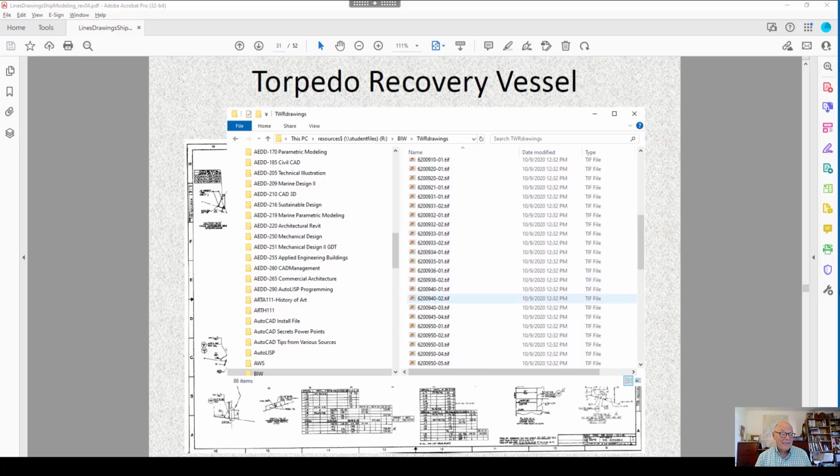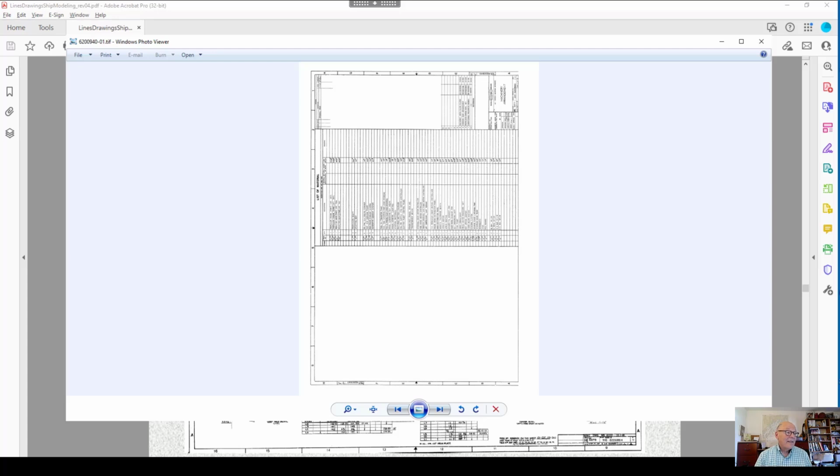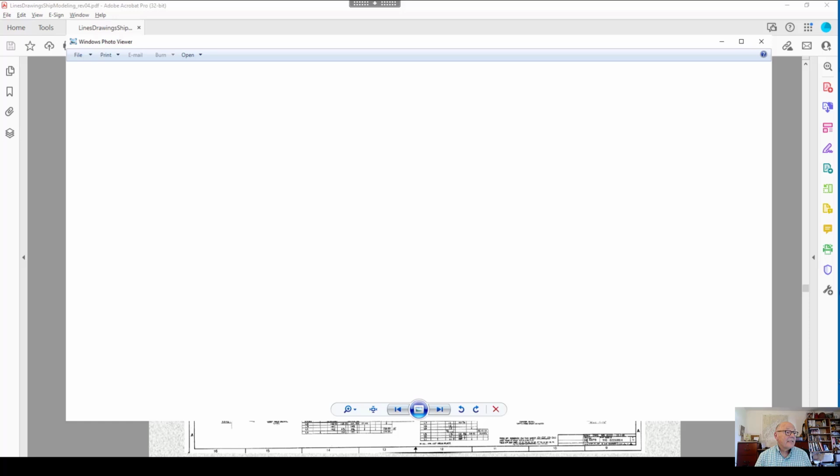And any one of these, if you open it up and look at it, you will see a drawing that was done by hand. These are tables and charts, also done by hand, by the way. So not as interesting. Let's go back and find something a little more interesting.